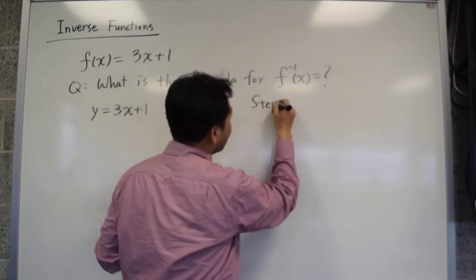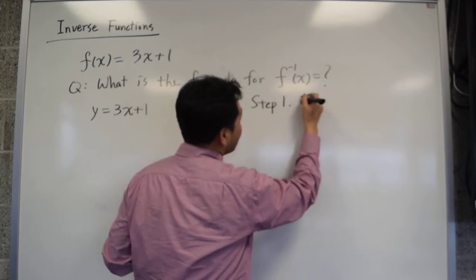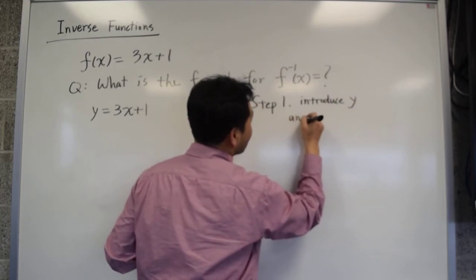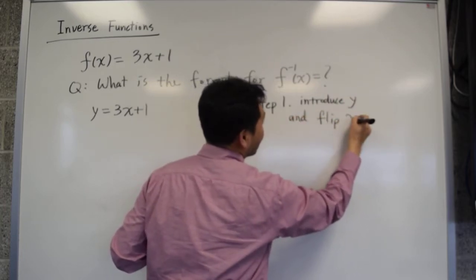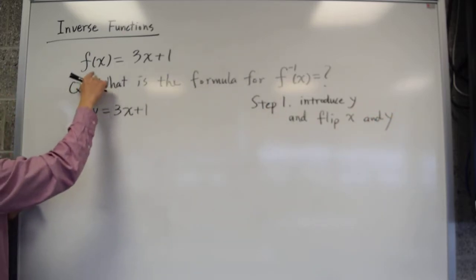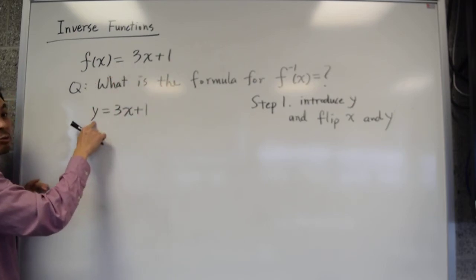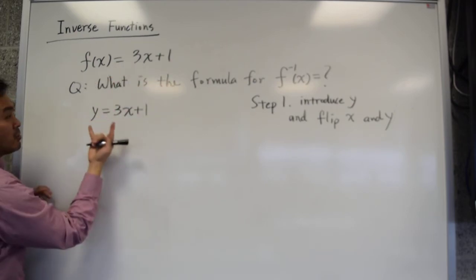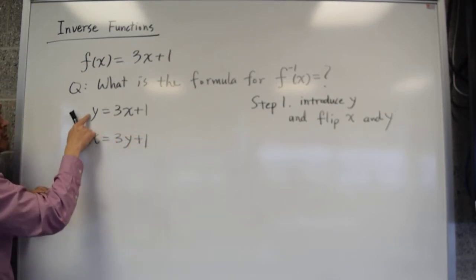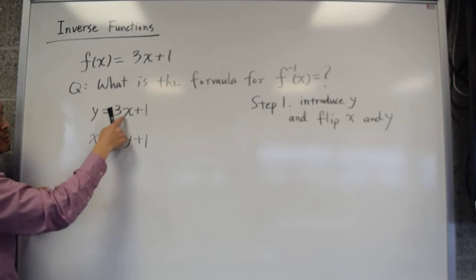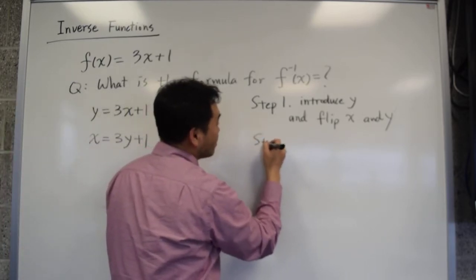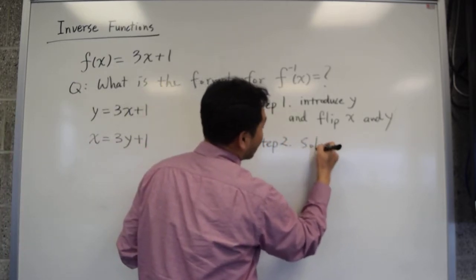Step 1, introduce y and flip x and y. So you see, there was no y here, and I just introduced the y, right? And then now you're going to flip these two, and you get x equals 3y plus 1. So whenever you see a y, you put an x. Whenever you see an x, you put a y, right? So that's step 1. And step 2 is solve for y.